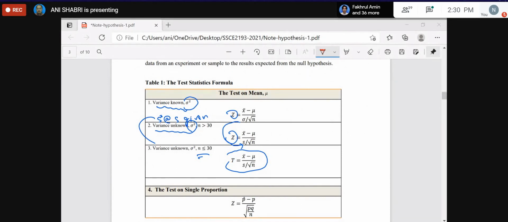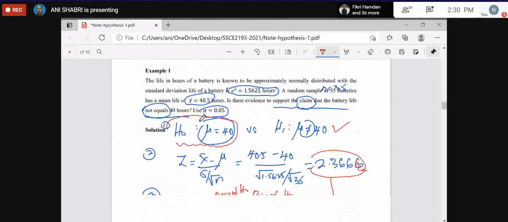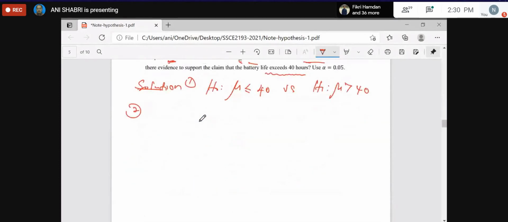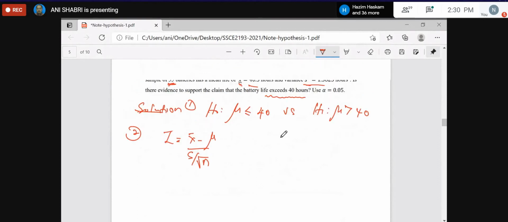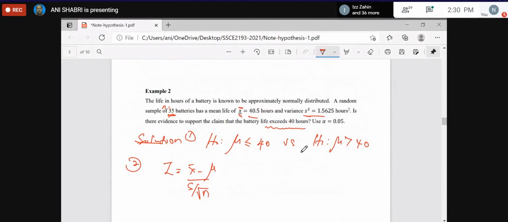Okay, number two. The formula is number two because S is given and n is greater than 30. The formula is the same, we just use formula number two: Z is equal to S bar minus mu, divided by S divided by square root of n. Okay, we just substitute the values.